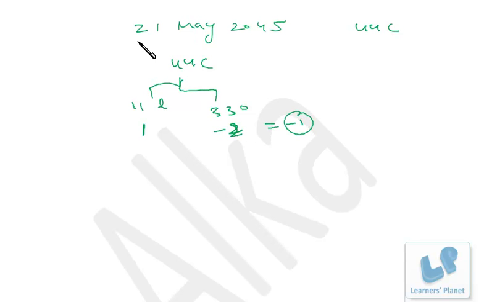Then we have to reach till 21st of May 2045. So January 3, February 0, March 3, April 2, and in May 21. So 21 divided by 7 is 0, so it's 0. So 3 and 3, 6, 7 and 8. 8, that means 1, and this 1 and this minus 1, 0. That means 21st May 2045 is a Sunday. And I'm sure your answer is matching with mine.